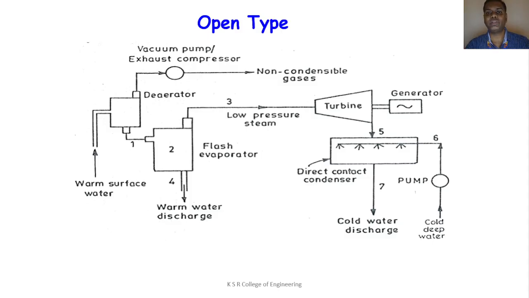After that the low pressure steam is collected in the condenser. In that condenser, the cold deep water is pumped in, the steam is converted into normal low temperature water, and it is discharged into the sea. This is the process of the open type energy conversion system.